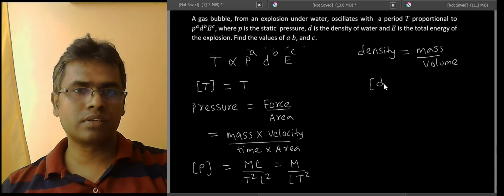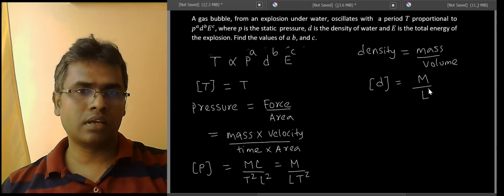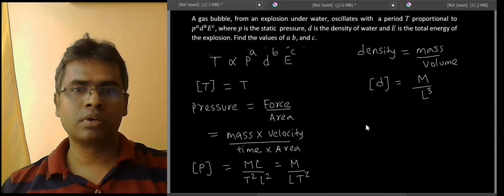Now density, we know it is mass per unit volume. So the dimensions of density will be mass by L cube. So M over L cube.